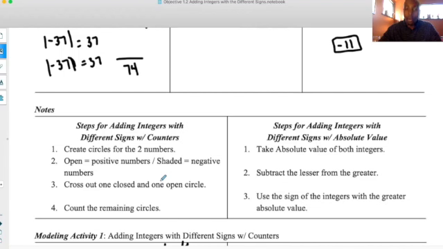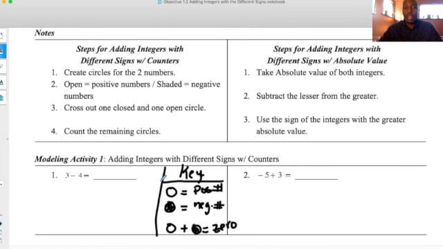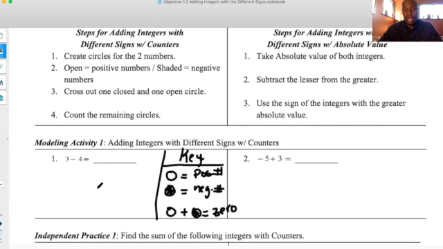If they're positive, open circles. If they're negative, shaded circles. And then we're going to cross out all the pairs that we see and count the remaining. So let me show you. Look at number 1, 3 minus 4. 3 minus 4 can be rewritten as 3 plus negative 4. It's good that we get into the habit of rewriting subtraction problems as addition problems.